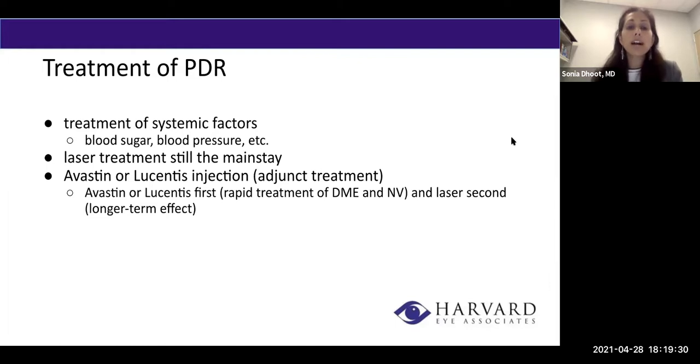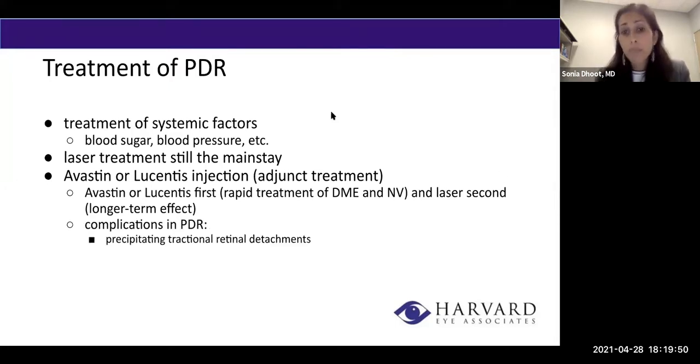Usually we will give the injection first to kind of rapidly help with the swelling and the neovascularization. But again, remember, those injections wear off. And so then the permanent treatment is the laser that we do afterwards. And the laser is a permanent laser. And sorry, is a permanent effect.